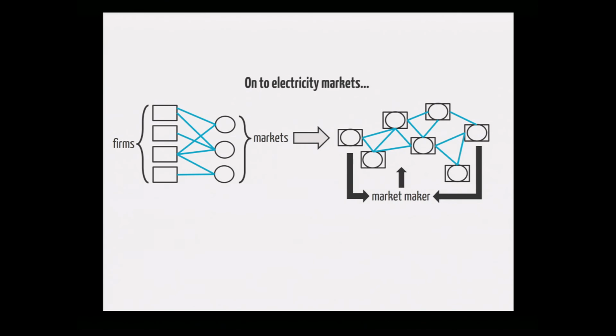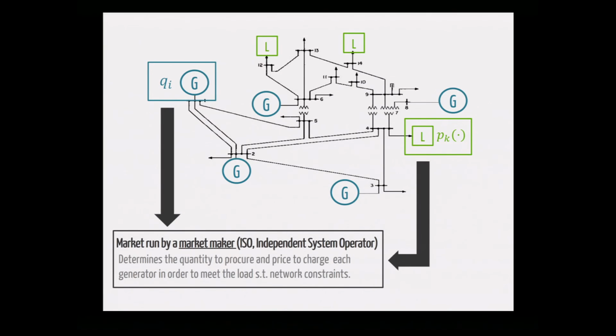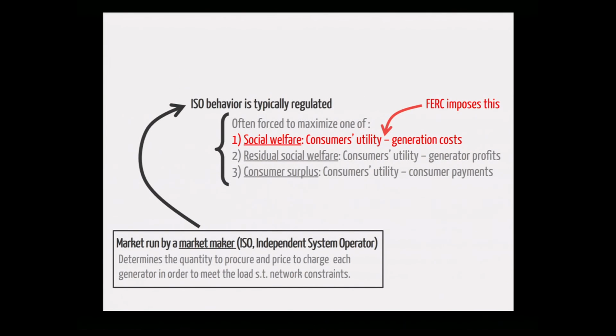And so there's this Kirchhoff's law, linear constraints on the network structure, and you have the generators and loads distributed throughout the network. So it's a little different, but you can write it down the same way. And the other difference is this market maker. And so for the purposes of this talk, just think of the market maker as really optimizing social welfare.